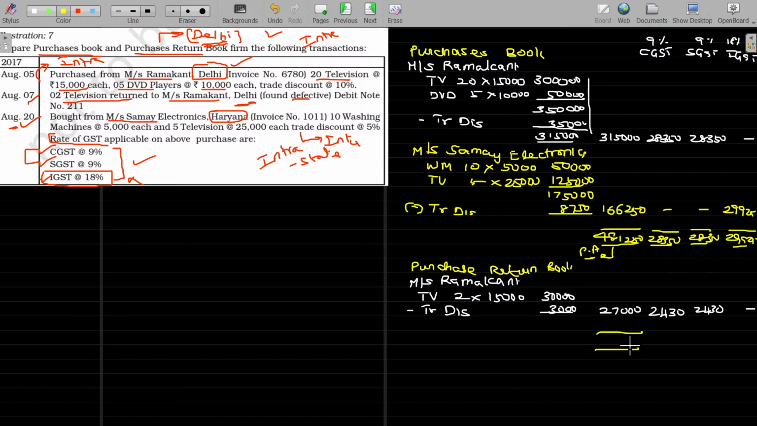Here purchase return book being 2,70,000. This will be 2,430. This will be 2,430. Of course, we don't have the IGST. So I can open the purchases account. Of course not asked in the question, this 4,81,250 will be posted in the debit side. So 4,81,250 as sundries from purchases book.